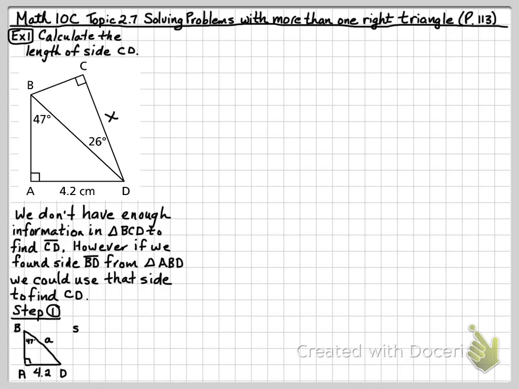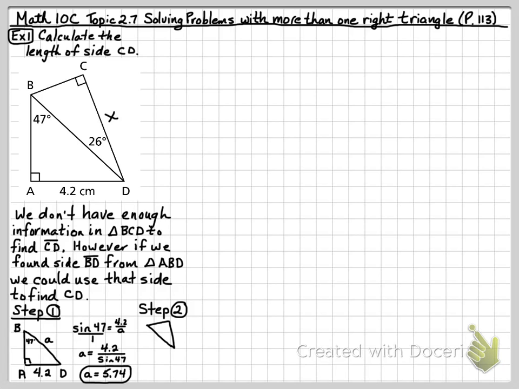Looking at that, compared to the 47, we have the opposite side, and we have to find the hypotenuse. So we're going to say the sine of 47 is 4.2 over the hypotenuse A. Now we're going to cross multiply and divide, and A has got to be 4.2 divided by sine of 47, and that's going to give me a side of 5.74.